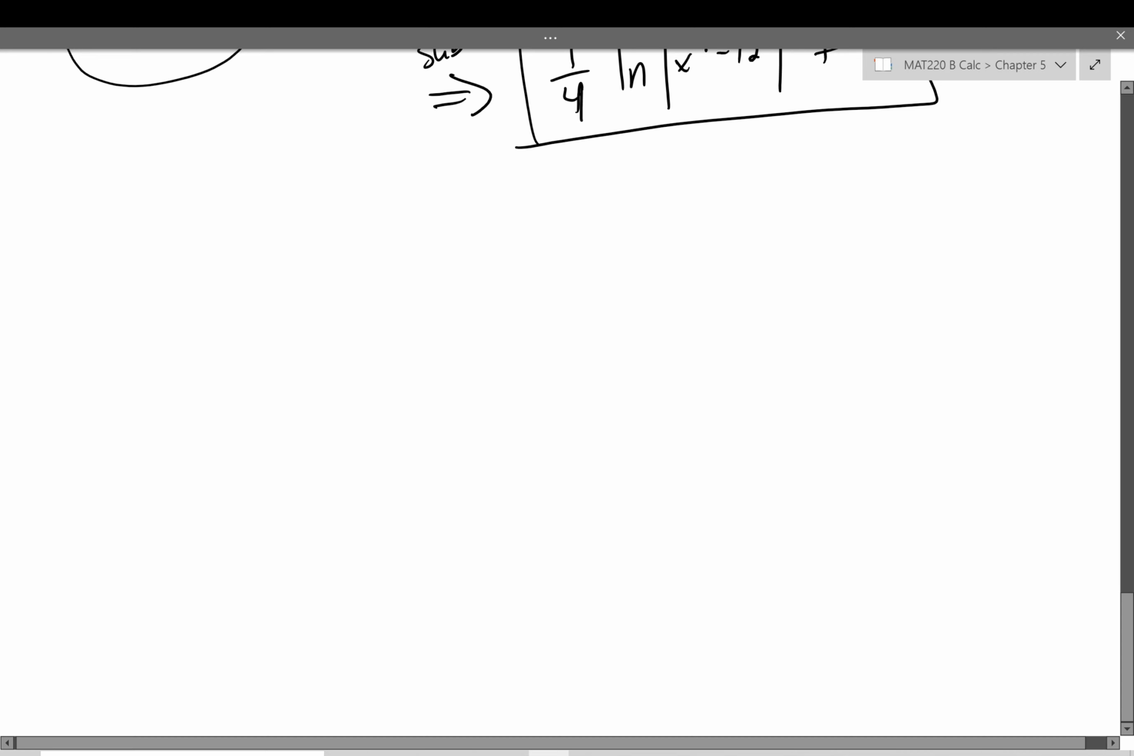Now, just because we're using u-substitution doesn't mean that this only applies to indefinite integrals. Let's look at a definite integral, all right? So example, let's evaluate the integral from 4 to 5 of dx over 3 minus x, okay?